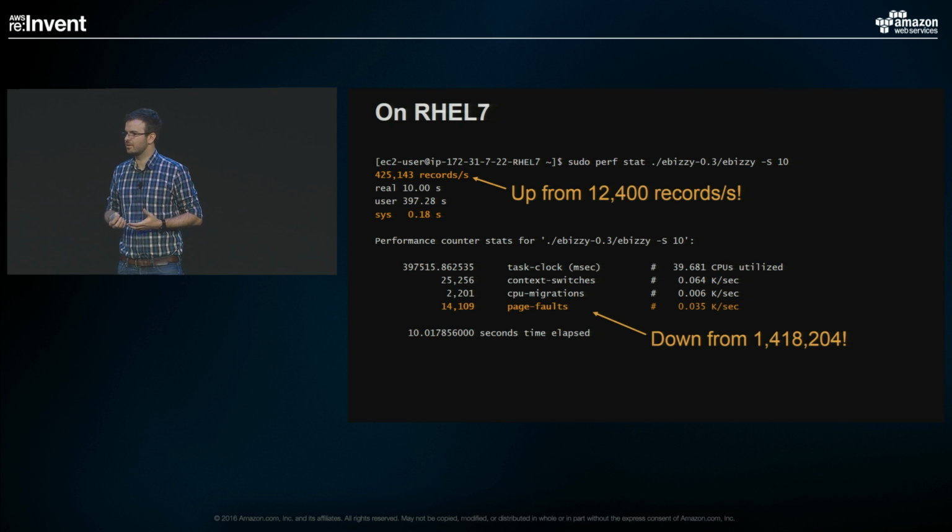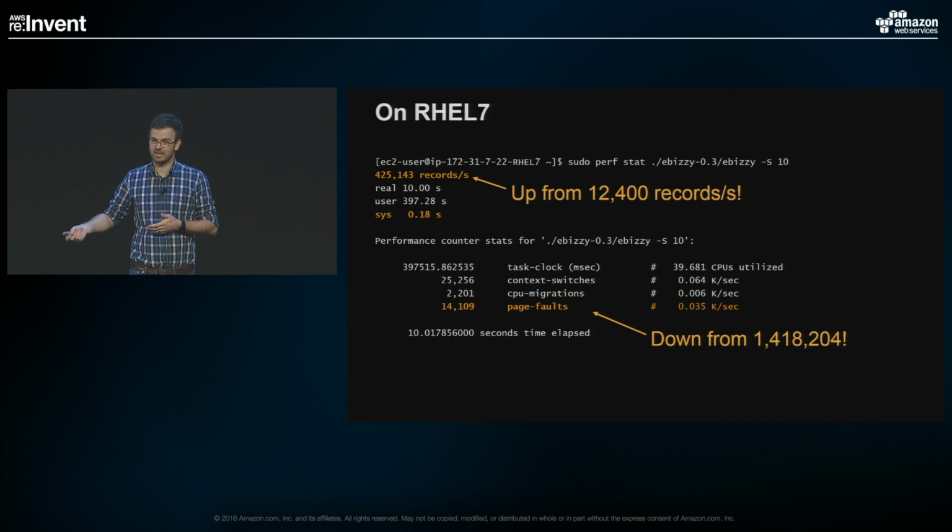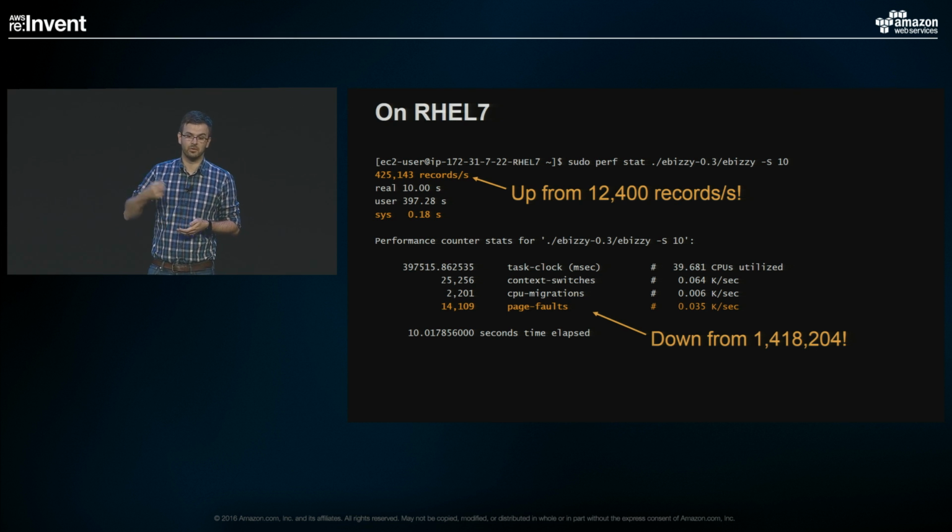So we took this same exact code, and we recompiled it for RHEL 7, and ran it on the exact same type of instance. Just by recompiling it and moving it to the newest operating system, our performance went from 12,000 records per second to 425,000 records per second. And all that time that was spent in system space moved into user space where we'd expect it to be. We can also see that page faults went down from around 1.5 million to only 14,000.